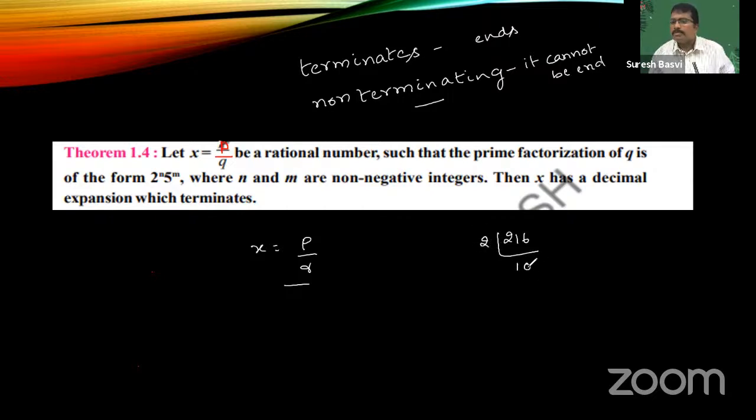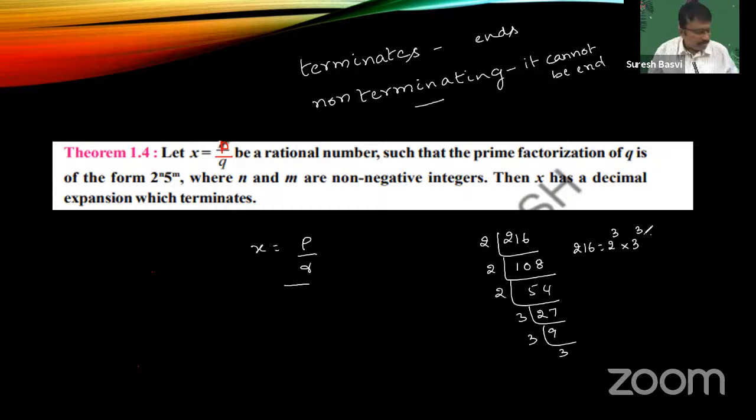Divide 216 by 2 to get 108, then 54, then 27, then divide by 3 to get 9, then 3. So 216 is nothing but 2 cubed into 3 cubed. Am I right? This is the prime factorization.